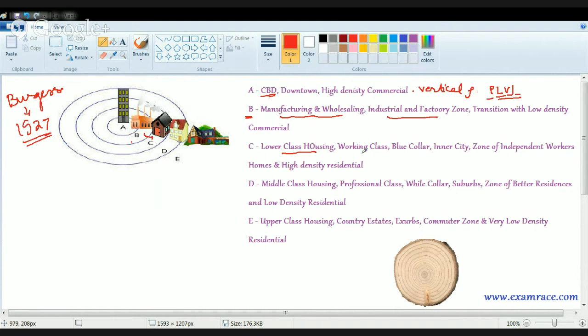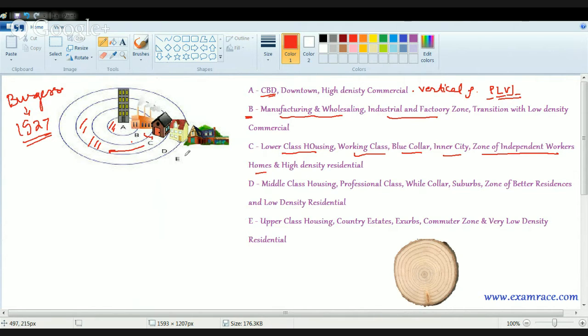So it's basically the region of working class, blue collar people, also known as the inner city or zone of independent worker homes. It is a high density residential population since a lot of working class people are living in this zone. So zone C is high density residential, zone A is high density commercial.